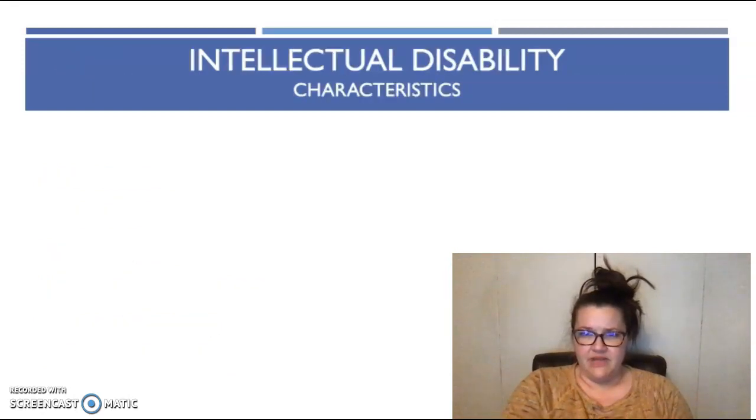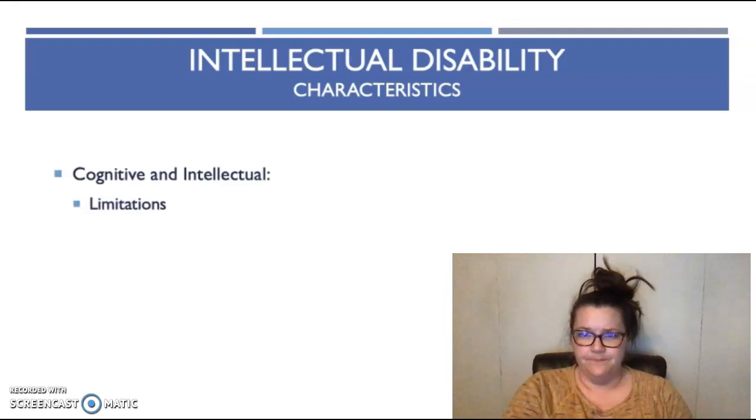For students that have intellectual disabilities, the cognitive and intellectual characteristics are significant limitations in intellectual functioning, have support needs in memory, generalization, and motivation, have an IQ of 70 or below, and it originates before 18 years of age.